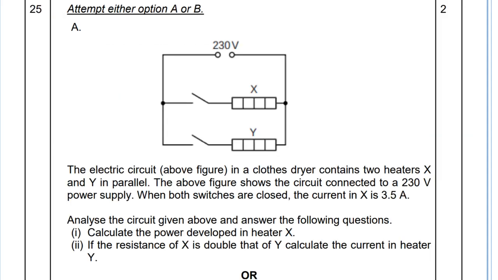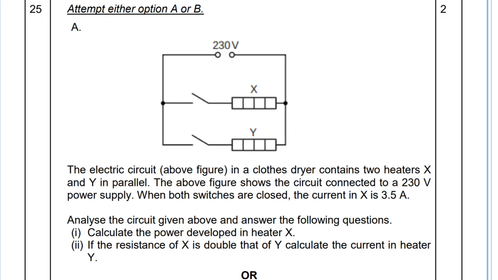Attempt either option A or B. A. The electric circuit, above figure, in a clothes dryer contains two heaters X and Y in parallel. The above figure shows the circuit connected to a 230 volt power supply. When both switches are closed, the current in X is 3.5 ampere. Analyze the circuit given above and answer the following questions.